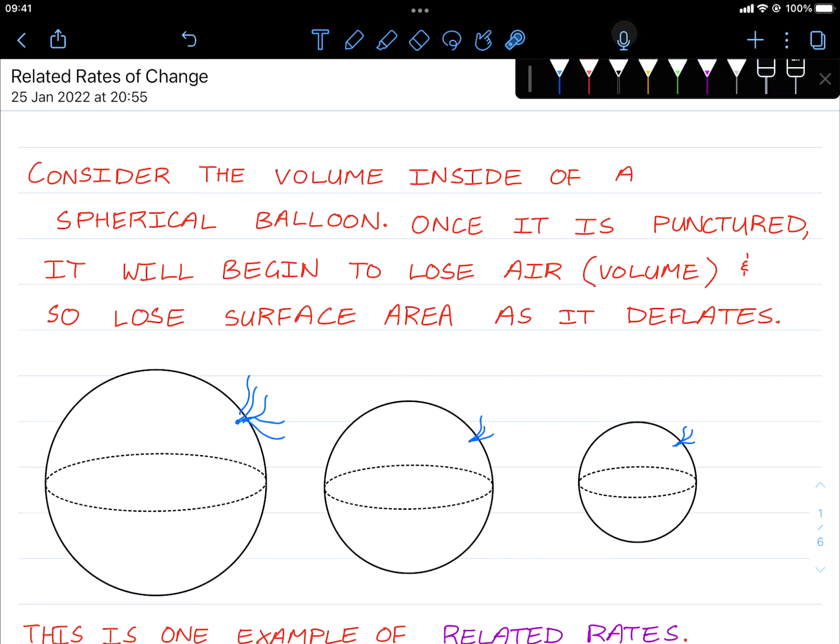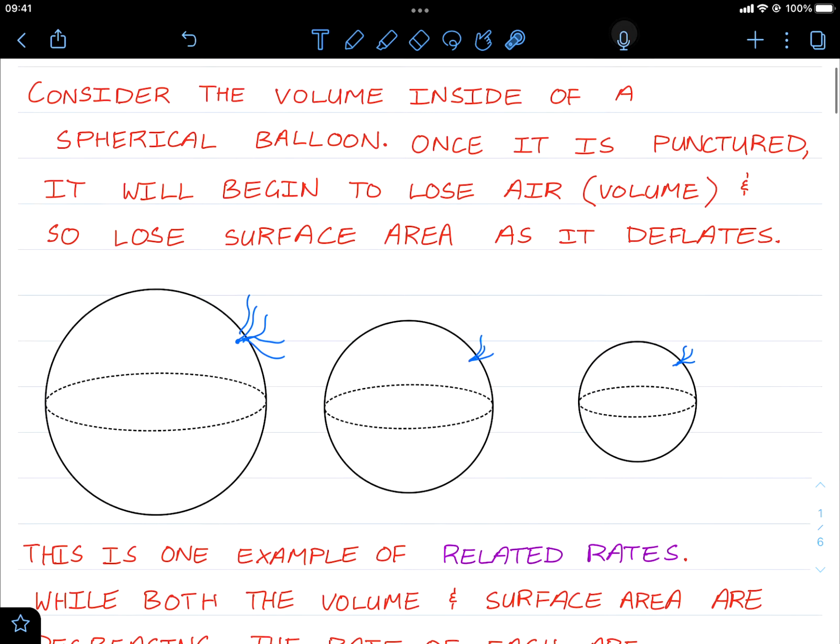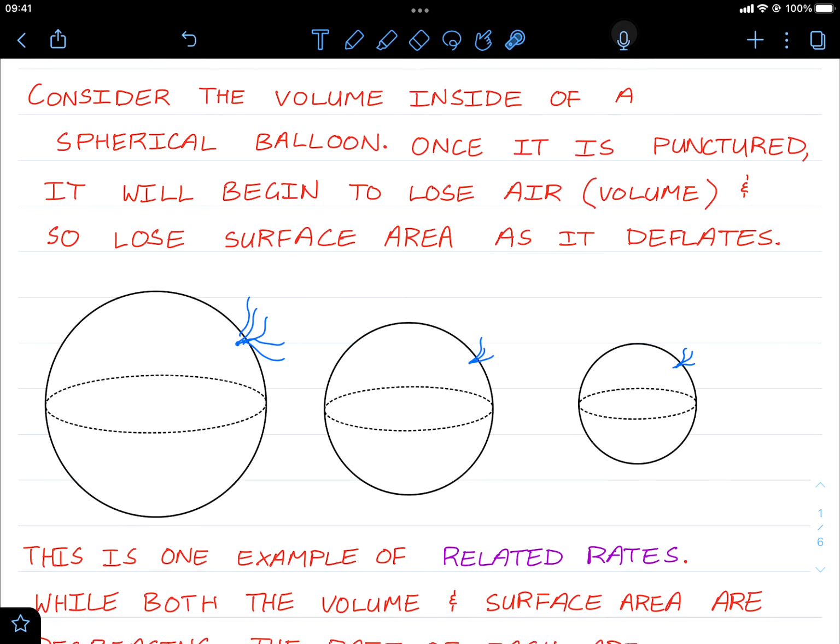Hello class, this is a video tutorial on related rates of change. I want you to consider the volume inside of a spherical balloon. So let's just hypothetically say we have a perfectly spherical balloon.